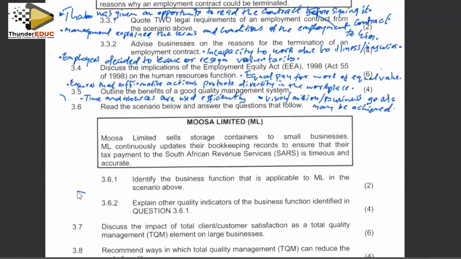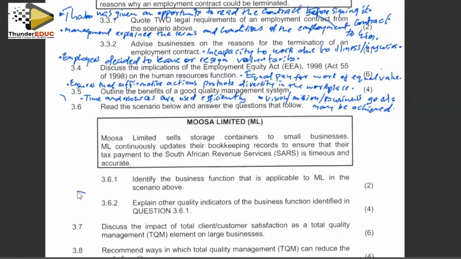Okay, right. So now, grade 12s, let's go through the scenario given in 3.6. Read the scenario below and answer the questions that follow. Musa Limited sells storage containers to small businesses. ML continuously updates the bookkeeping records to ensure that tax payment to the South African Revenue Service is timeous and accurate. Okay, right. So now, in this regard, we have to pay much attention to the given scenario.